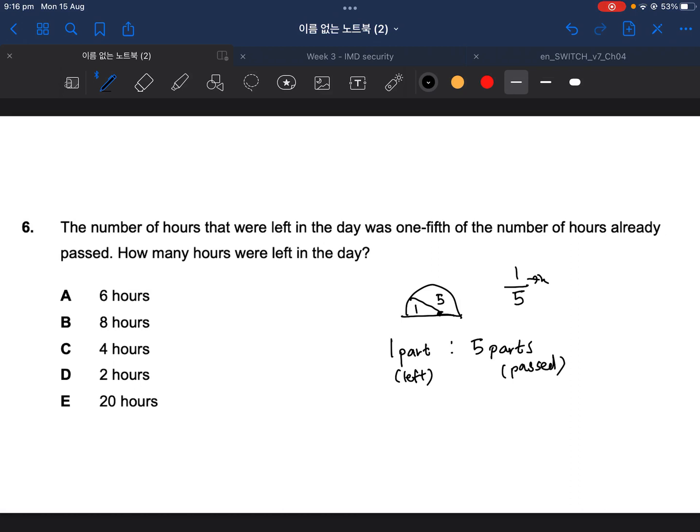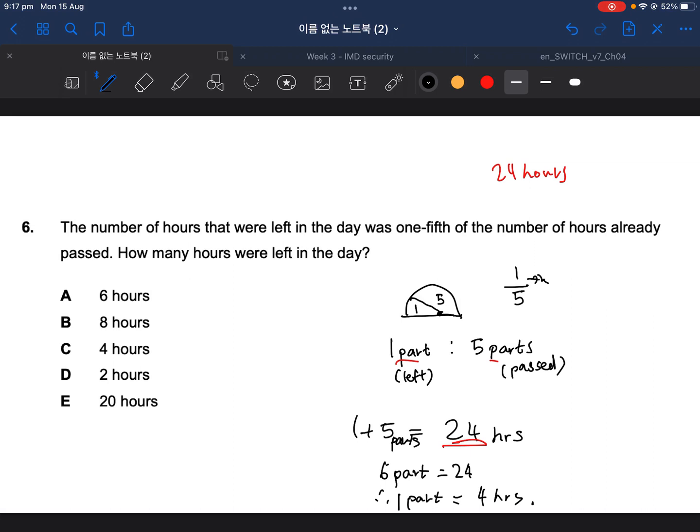Then, what other fact do we know? We know that regardless of how many parts on one side, how many parts on the other, those parts added together must equal 24. Why 24? Well, there's 24 hours in a day, meaning that those parts added together have to equal the total amount of hours. So 1 plus 5 parts is 24 hours. So we can find out how much 1 part is. It's 24 divided by 6, which is 4 hours. So since 1 part is 4 hours, there are 4 hours left in the day, which is C.